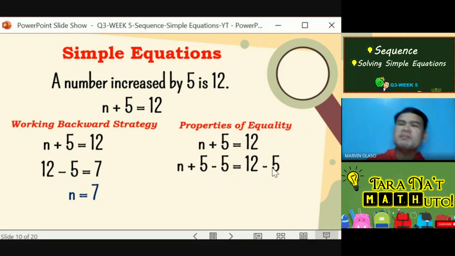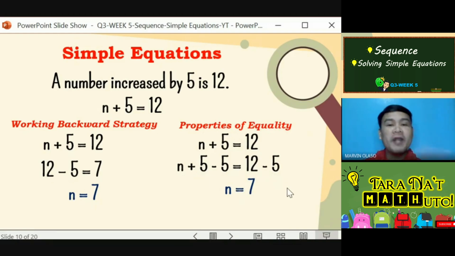Ayan. So, bakit minus pala, sir? Because the given is plus 5. So, to get the opposite of it, we have minus 5. Okay? So, we have now subtracting minus 5 both sides. So, we have now 5 minus 5. O, bakit minus 5? Ayan, para maging 0 na siya at matira na lang yung n. Then, we have 12 minus 5. It's 7. So, n equals 7.